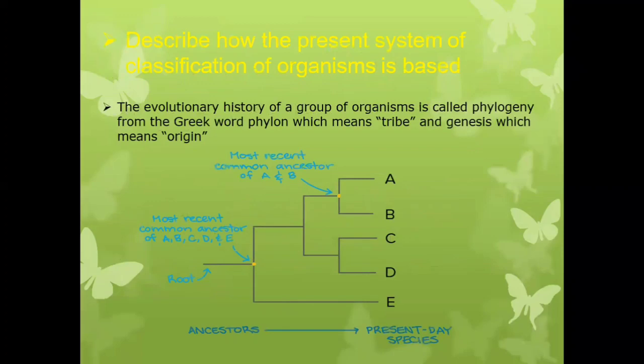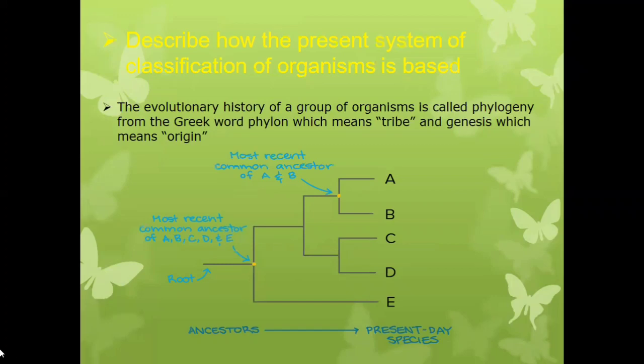Now, let's describe how to present system of classification of organisms. So, paano nga ba? The evolutionary history of a group of organisms ay tinatawag na phylogeny, taken from the Greek word phylon, ang ibig sabihin is tribe, and genesis, ang ibig sabihin is origin. Okay? Ang tawag sa evolutionary history of a group of organisms ay phylogeny.